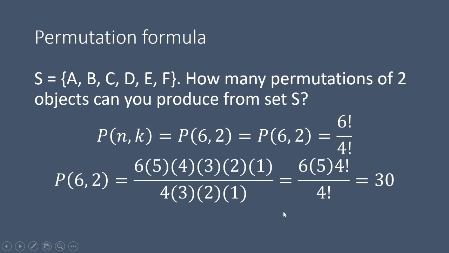You can write it in this way, but pay attention to this. 4 times 3 times 2 times 1, that is just 4 factorial. And this one is just 4 factorial. This is multiplication. And so 4 factorial divided by 4 factorial is equal to 1. And so you are left with 6 times 5, which is equal to 30.